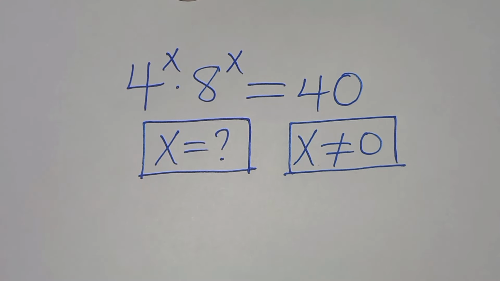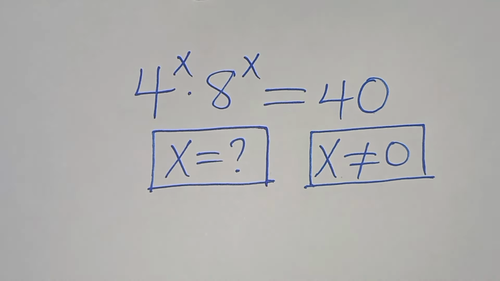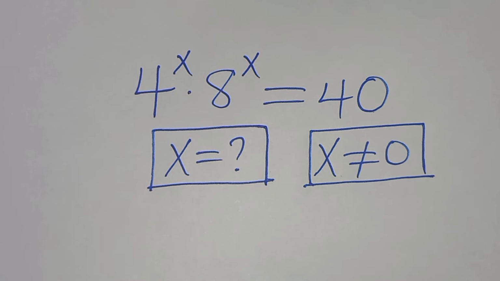Hello everyone, you're welcome to solve this nice exponential equation, which is 4 to the power of x times 8 to the power of x. This is equal to 40. So what is the value of x given that x is not equal to 0? So let's provide a solution from here.